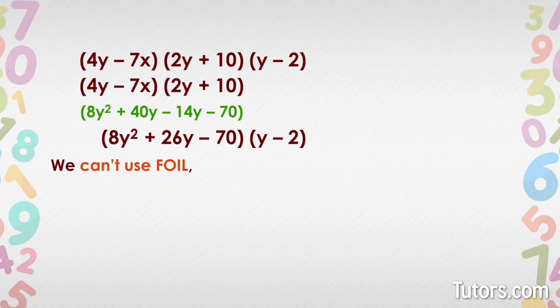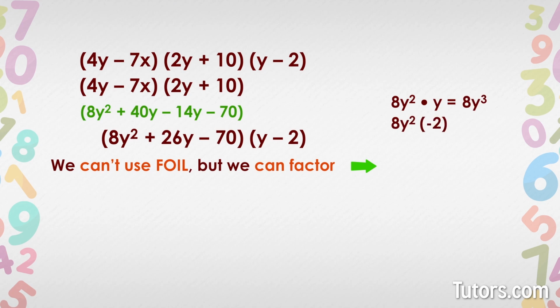We can't use FOIL, but we can distribute. We multiply each term from the trinomial with each term from the binomial. We have 8y squared times y equals 8y cubed. 8y squared times negative 2 equals negative 16y squared. 26y times y equals 26y squared.